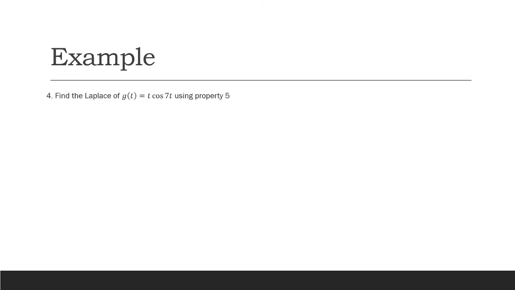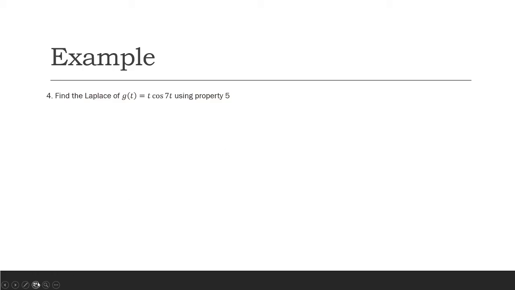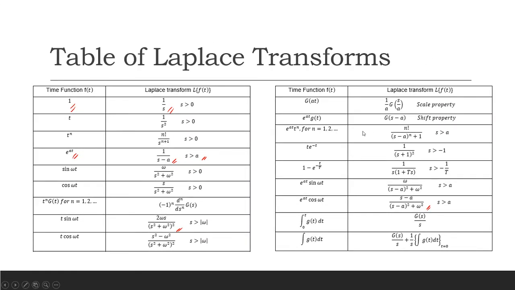Another example, that is, find the Laplace of g of t is equal to t cosine 7t, but with a condition: using property 5. So, using property 5, meaning the same property na ginamit natin earlier. Kung mapapansin, itong g of t is equal to t cosine 7t, meron nang similar form nito sa ating table of Laplace transform. Balikan natin ha. So, that is, t cosine 7t. Sa table of Laplace transform natin, ito siya, t cosine omega t. So, pwedeng ito na lang yung gamitin natin.